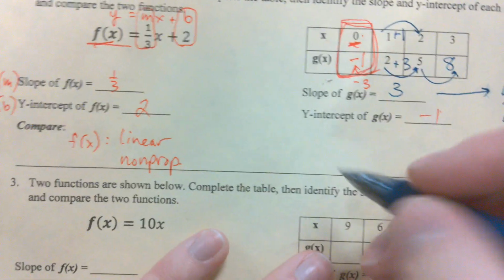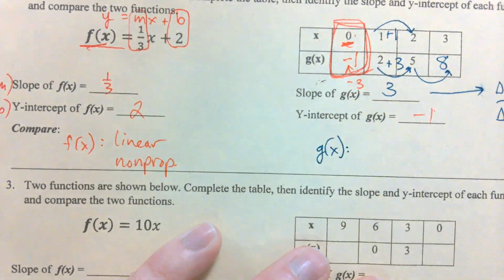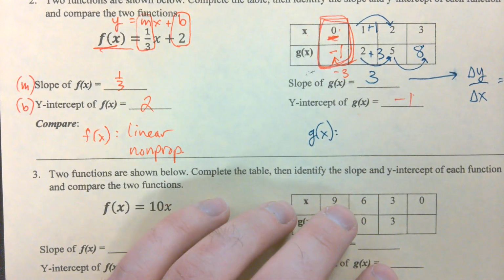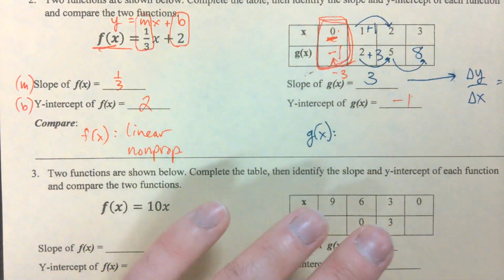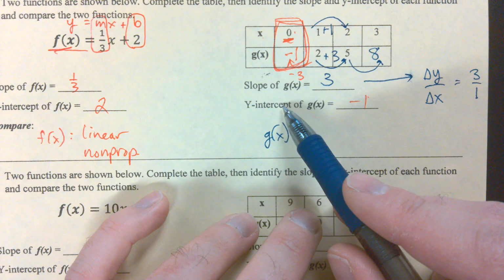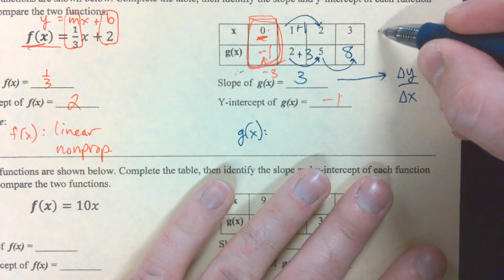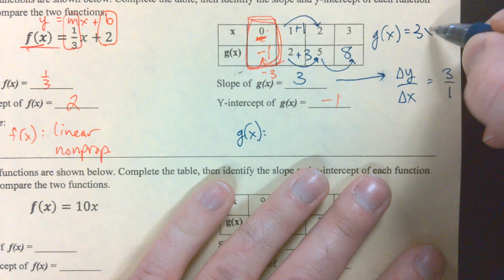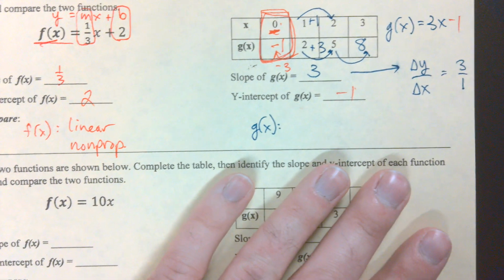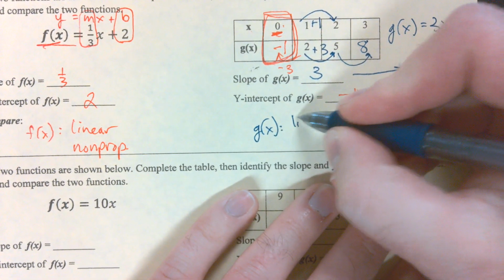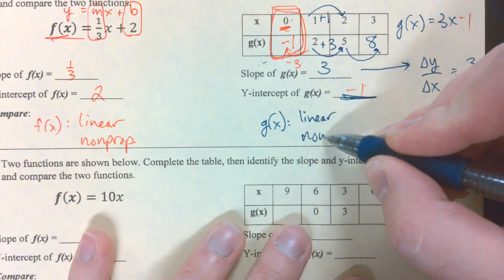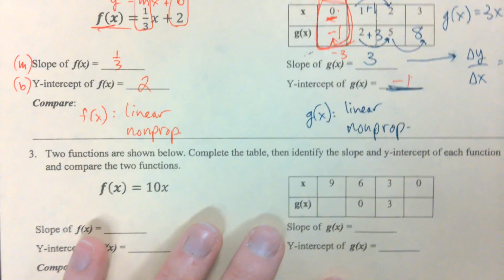Now let's take a look at g of x. There's no equation for us to look for exponents on, but we could write the equation. If my slope is 3 and my y-intercept is -1, we could say g of x is equal to 3x minus 1. Are there any exponents in there? Nope. So that makes this linear. Is my b value 0? No, it's not. So this is non-proportional as well.